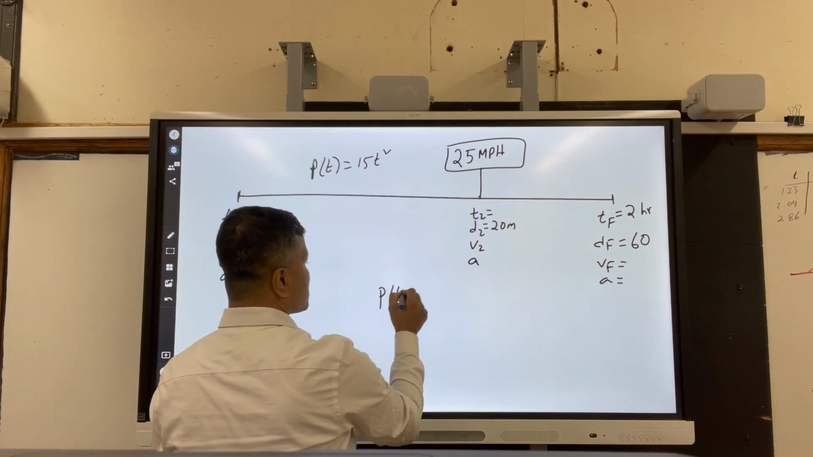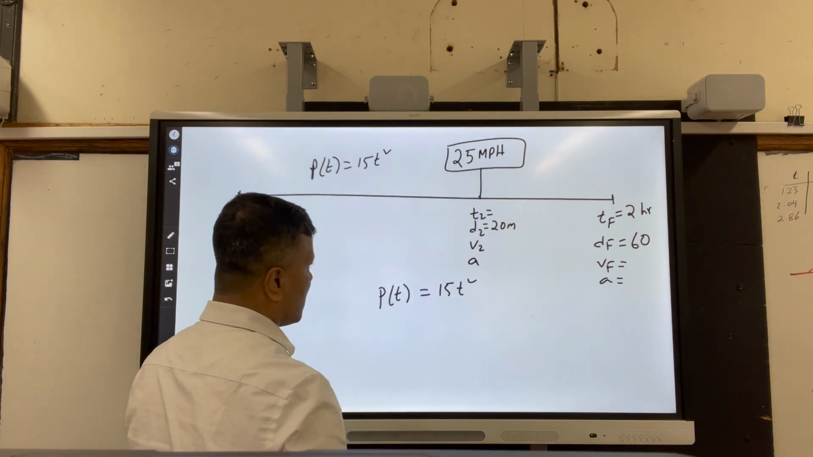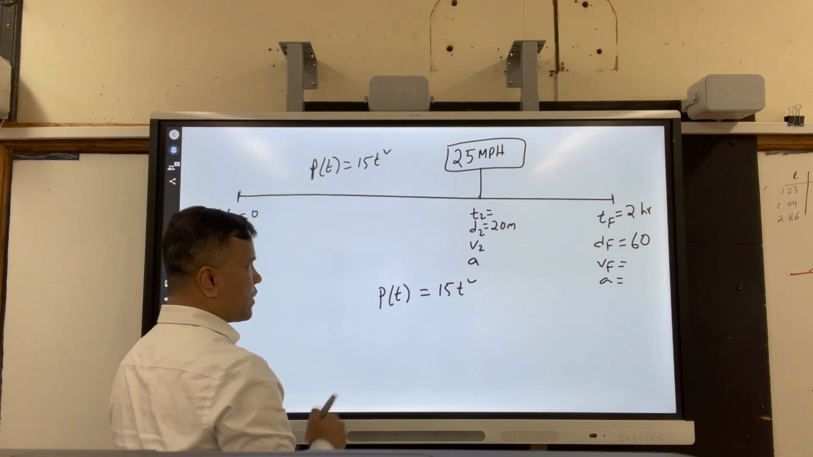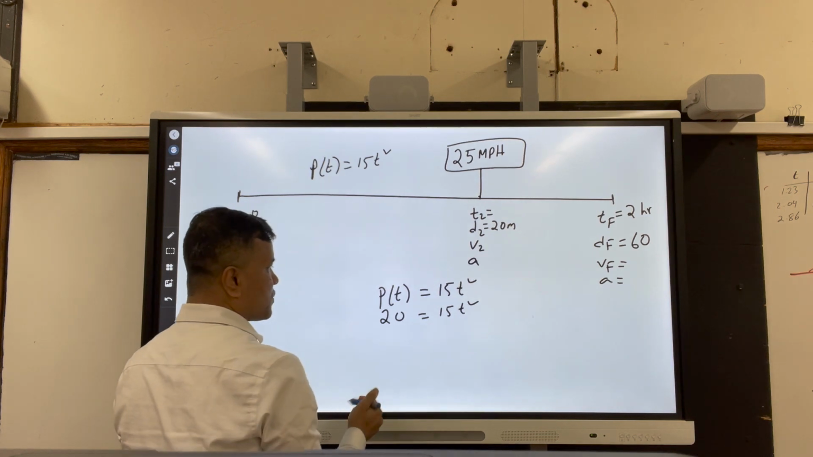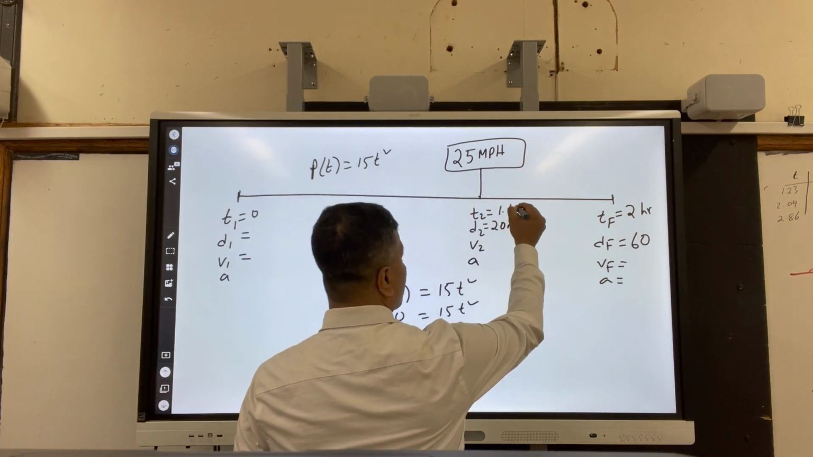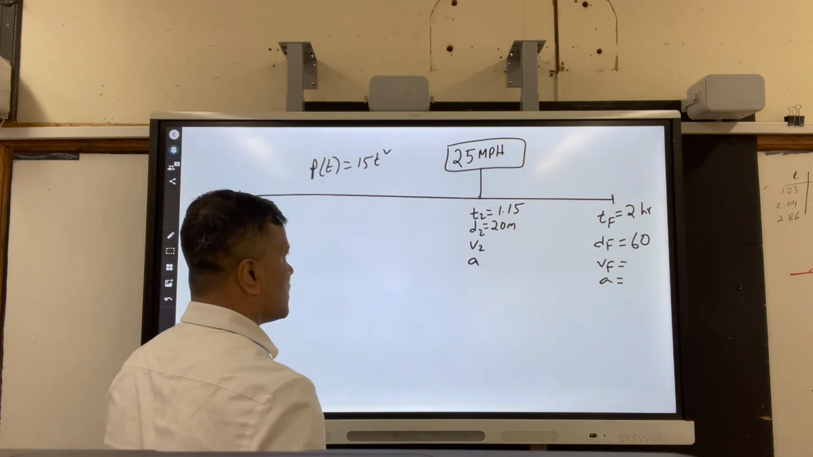So P of t is equal to 15t squared. How are we going to find the time when distance is 20? Well, that's easy. We're going to divide both sides by 15, 1.15. I'm not going to write SI units because it's going to get too crowded. Good. That's all I need.